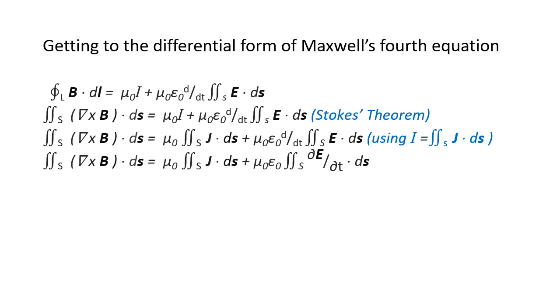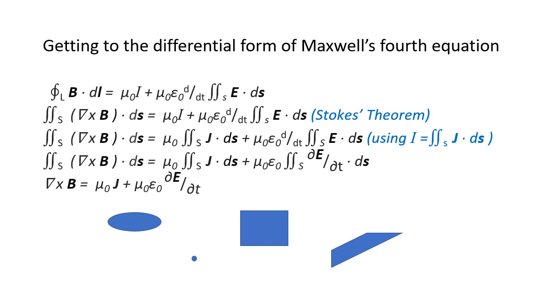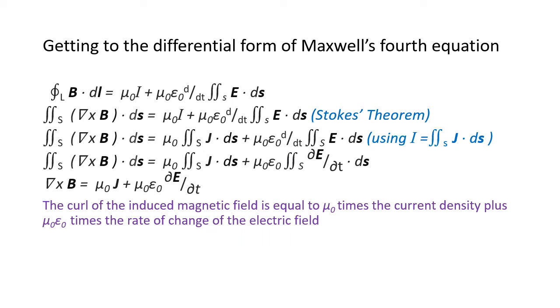The next step is to move the differential of the electric field inside the integral sign. So what this tells us once again is if the right and left hand integrals must be equal for any surface, then the right and left functions must be equal. To put it another way, the curl of the induced magnetic field is equal to mu naught times the current density plus mu naught epsilon naught times the rate of change of the electric field.